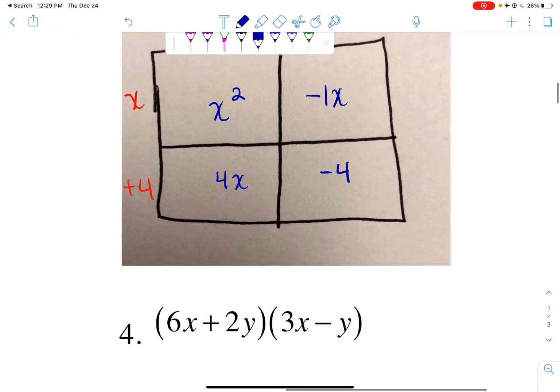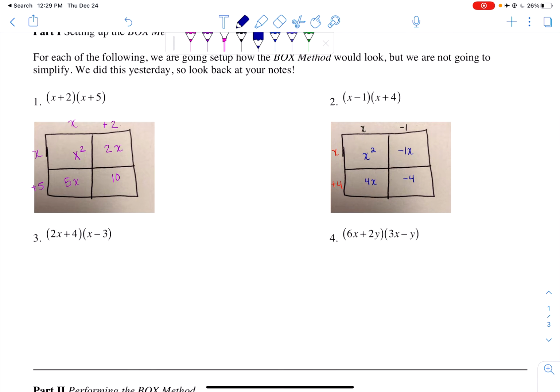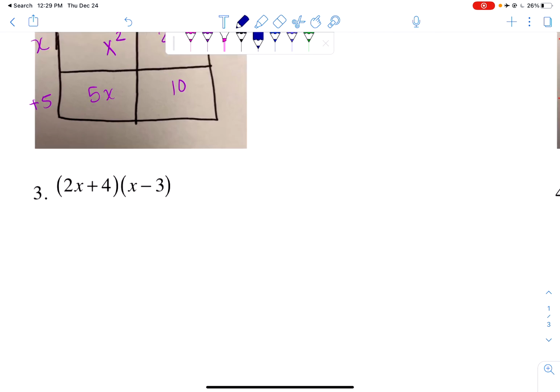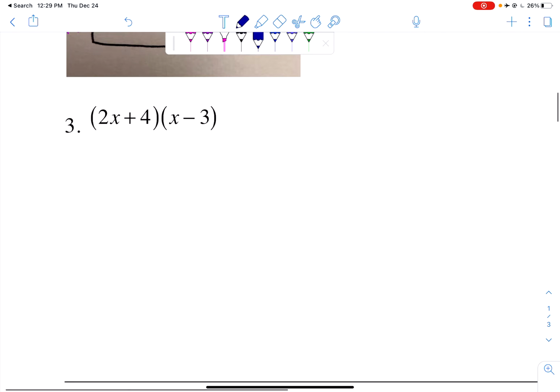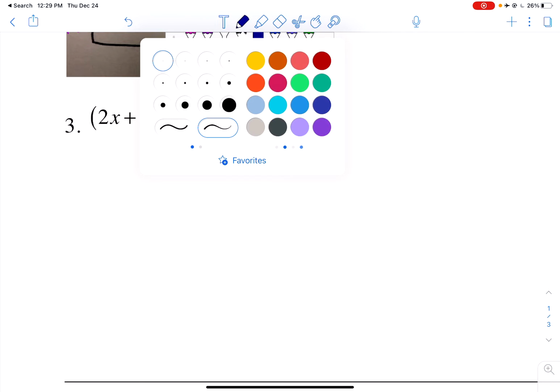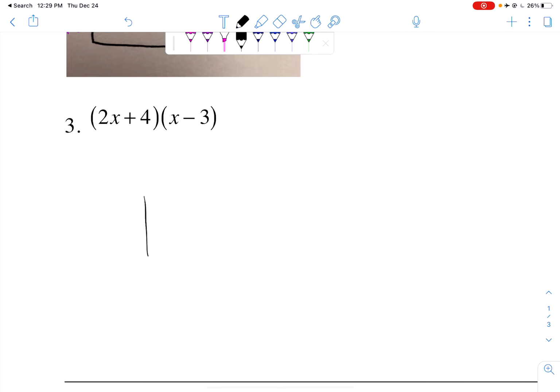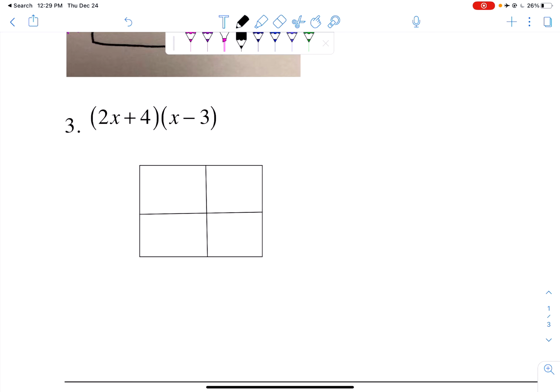And again, you just set up the box method. Now you're going to notice these boxes are not drawn in. So the first thing we do is we just draw our box. Pretty good box, if you ask me. Put in enough room for both of our binomials. And now we're going to execute the box method.